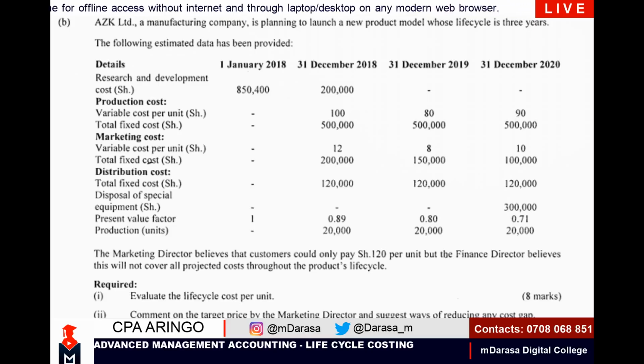AZK, a manufacturing company, is planning to launch a new product model whose life cycle is 3 years. The following estimated data has been provided. I'm having details for research and development, January 18, 31st December 18, 31st December 19, 31st December 20. I'm given research and development, production cost, marketing cost, distribution cost, disposal of special equipment. Then I'm given the present value factor, 0.89, 0.80, and 0.71.